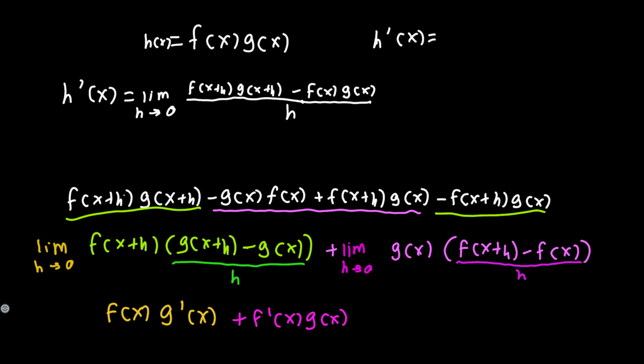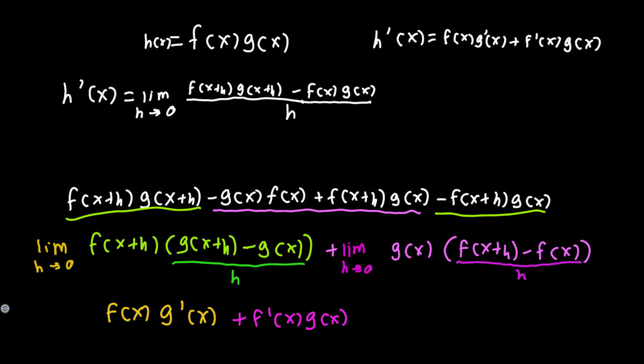So we already found the derivative for a product of two functions f and g. h prime of x is going to be f of x g prime of x plus f prime of x times g of x. So that's how we get the product rule.